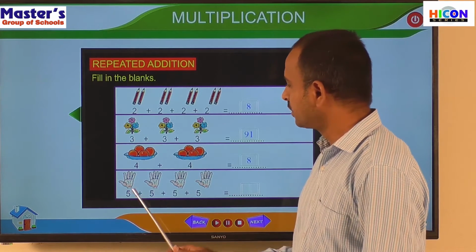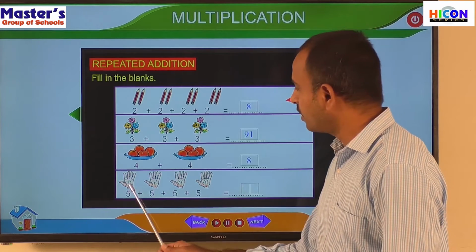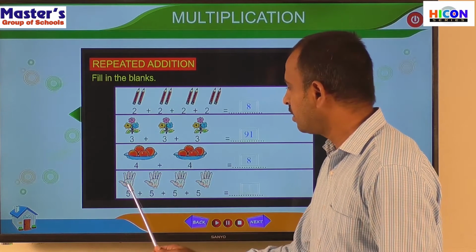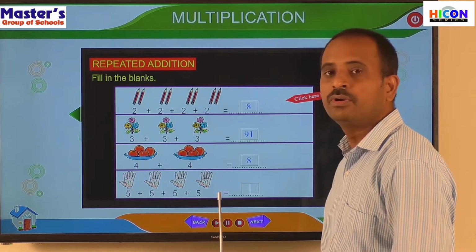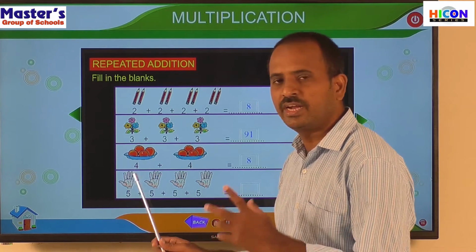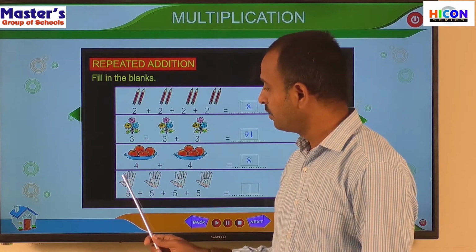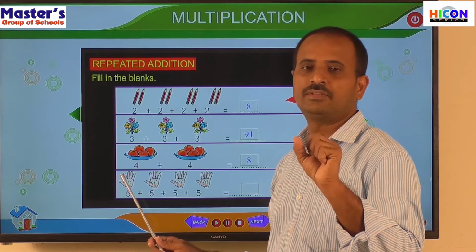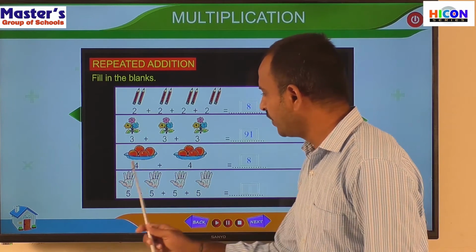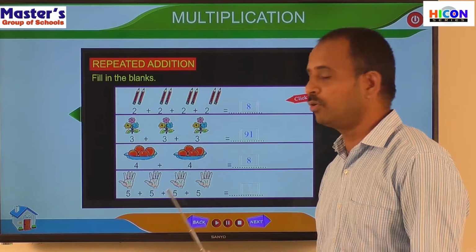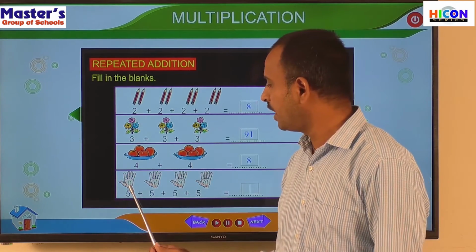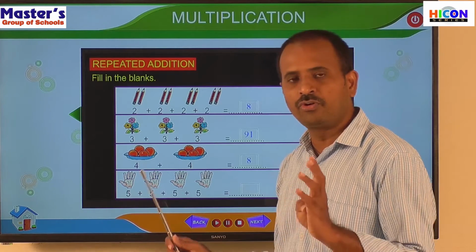So children, look at the fourth row. Here we are observing hands. So how many hands are there? There are 1, 2, 3, 4. In total there are 4 hands. And how many fingers are there for each hand? For each hand there are 5 fingers. So there are 5 fingers in each hand. And in total how many fingers are there? How can we get the total number of fingers for 4 hands? So now we have to add the number 5, four times.